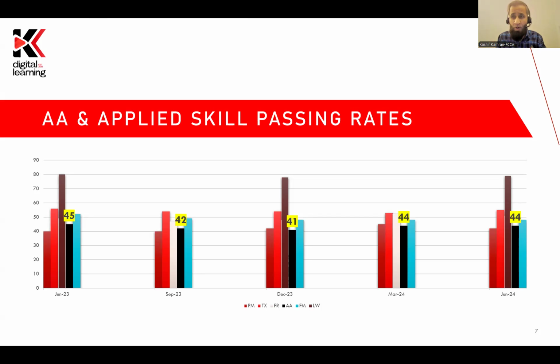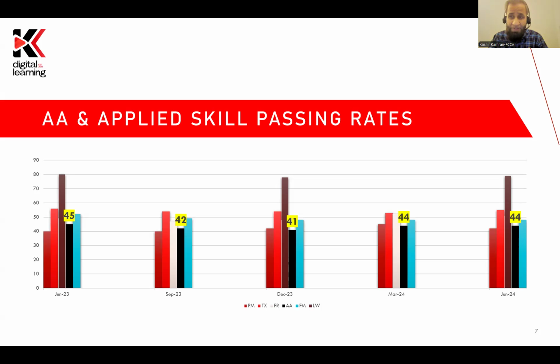Now, AA is a challenging paper. When you compare the AA passing rates with the other applied skill level papers, it's one of the lowest. It's almost equal to or close to the PM paper, the performance management paper. Performance management is another challenging paper. And in some exam settings, we have seen that the performance management paper was either equal to the AA paper in terms of the passing rate or slightly lower.